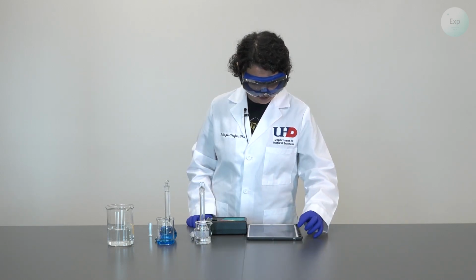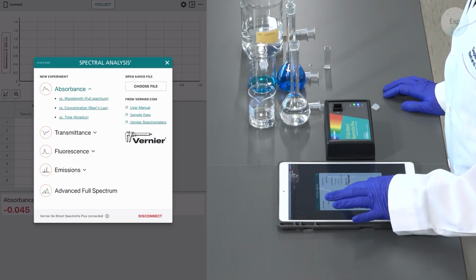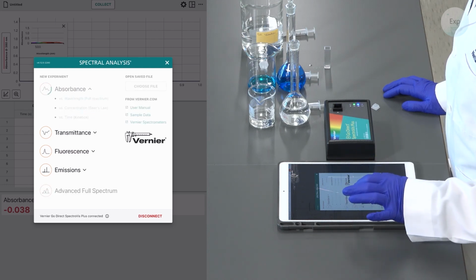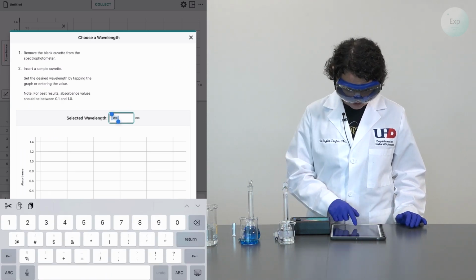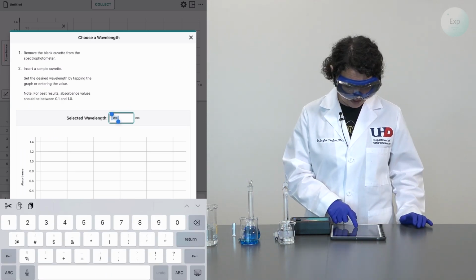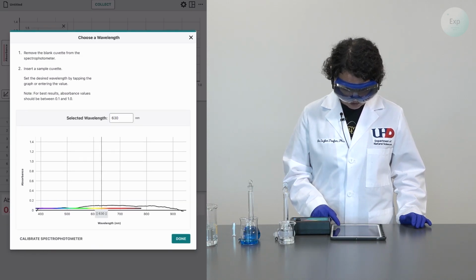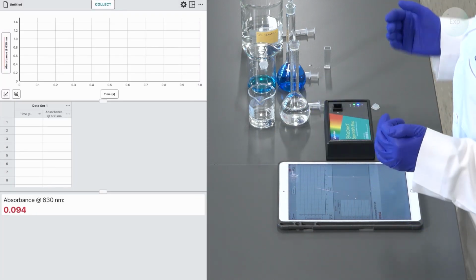So let's set up our experiment. We go to Untitled, New Experiment, Absorbance versus Time Kinetics. Press that. We will need to set the wavelength at which our data will be collected. And because this is our blue food dye solution, we set that wavelength to 630 nanometers. We press done, and we are in data collection mode.